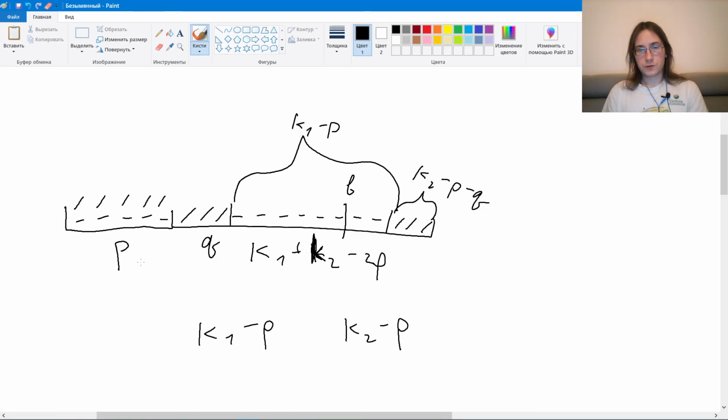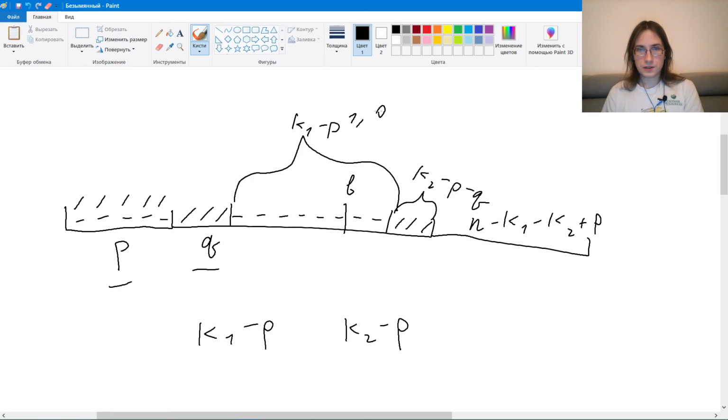So the only freedom of choice that's left is p and q. We can choose any p and q as long as, first of all, this is not negative, this is not negative, and also this is not negative, the part where we do not apply anything. And this part is n minus k1 minus k2 plus p. So those are the bounding inequalities: this is not less than 0, this is not less than 0, this is not less than 0.